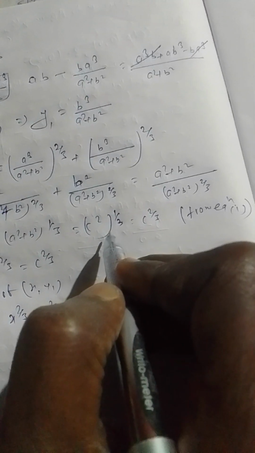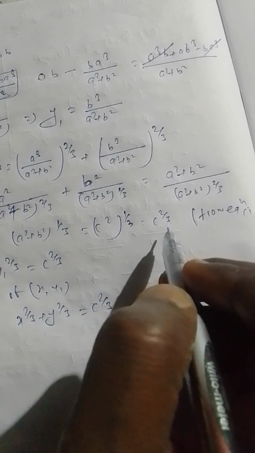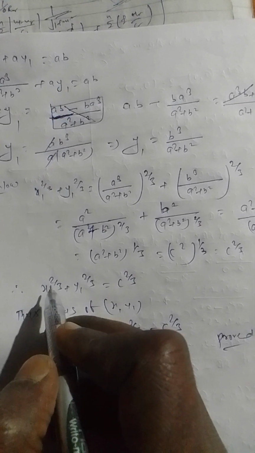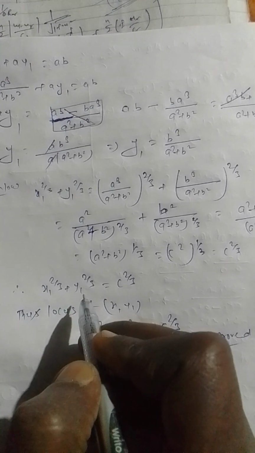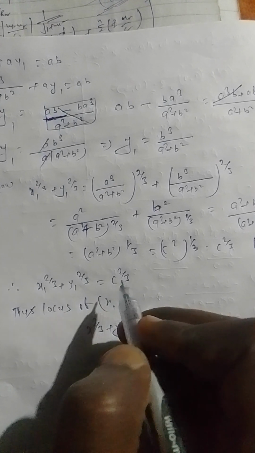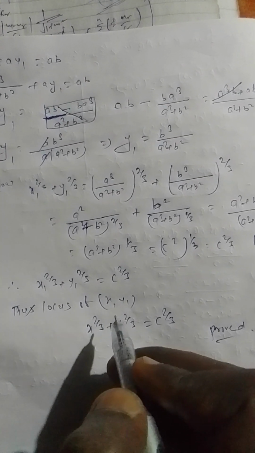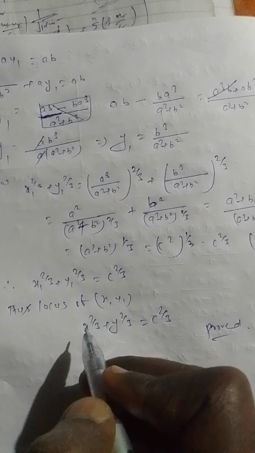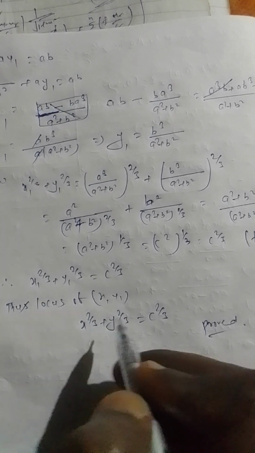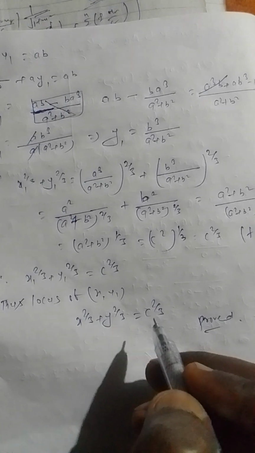From 1, this is equal to c raised to the power 2/3. Therefore, x1 raised to the power 2/3 plus y1 raised to the power 2/3 is equal to c raised to the power 2/3. Thus, the locus of (x1, y1) is x raised to the power 2/3 plus y raised to the power 2/3 equal to c raised to the power 2/3. Proved.